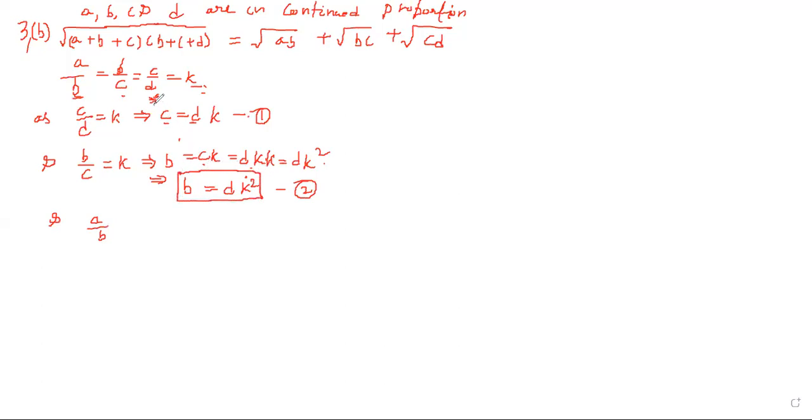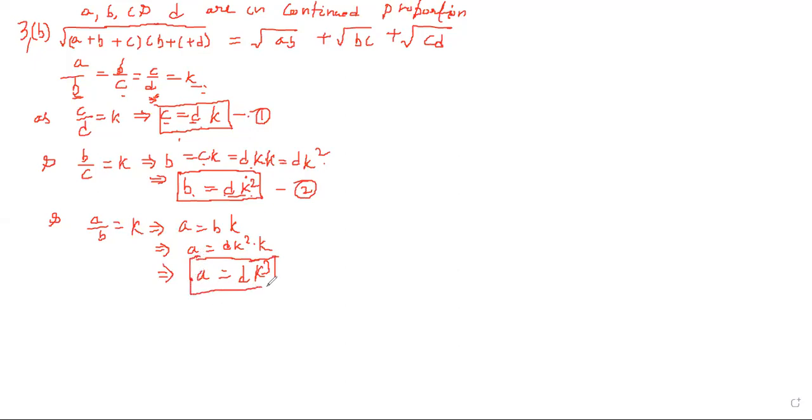All the terms are in terms of only two terms, D and K. All the terms means C is in terms of D and K is DK. B is in terms of D and K is DK square. And A by B equals to K, cross multiplying, A equals to BK. When we use B equals to DK square in this, we get A equals to DK square into K, that is A equals to DK cube. Let's take it as equation number 3. So A equals DK cube, B equals to DK square, C equals to DK.